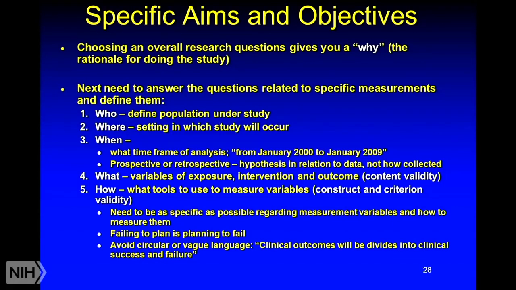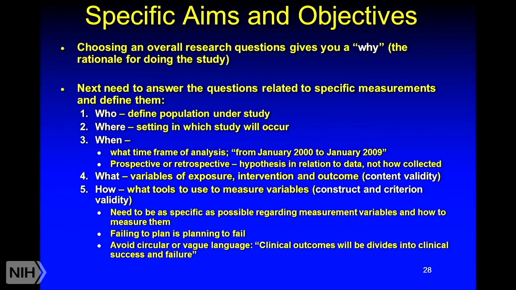So my favorite is when I review protocols and you get sort of stuck into this vague language. Back in 1992, when Bill Clinton was having his issues with Monica Lewinsky, he uttered the famous, well, it depends what the definition of is. That is not the position you want to be in when you're designing clinical research.